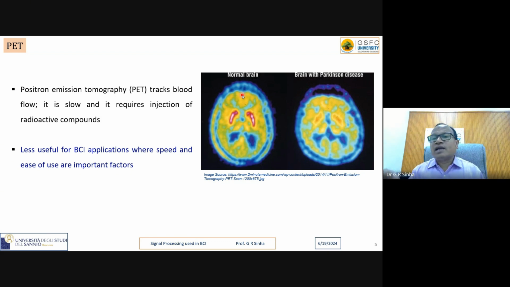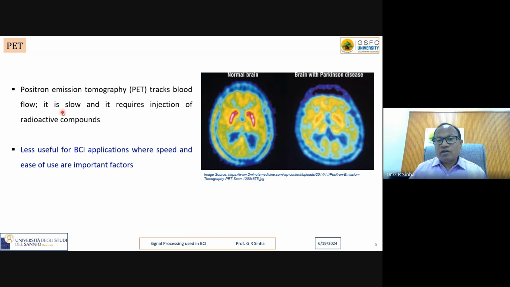And again you can correlate the blood flow with the age, with the gender, whether girls or boys, or whether young or old or adult or a child. You can accordingly study the blood flow with the help of PET scan. So PET scan tracks blood flow. I have already explained, with the help of metabolic process.